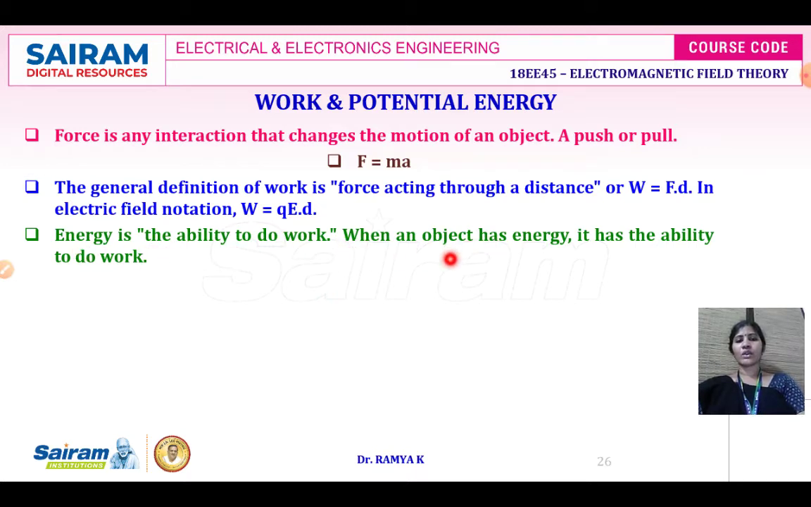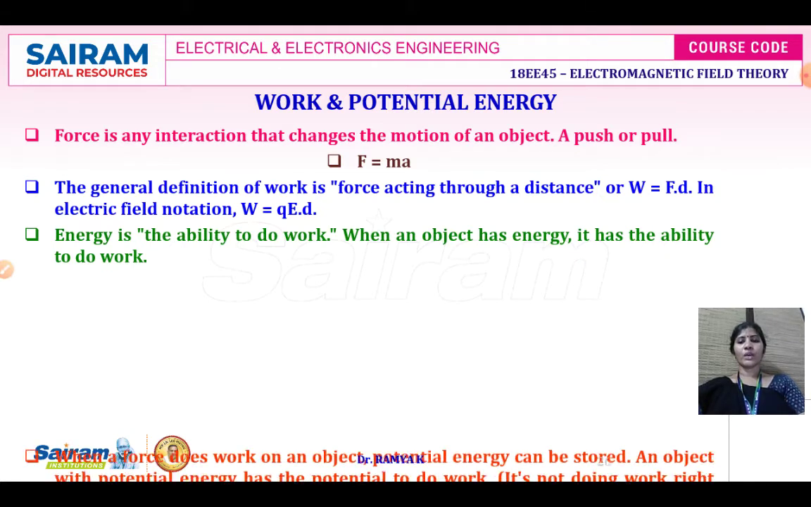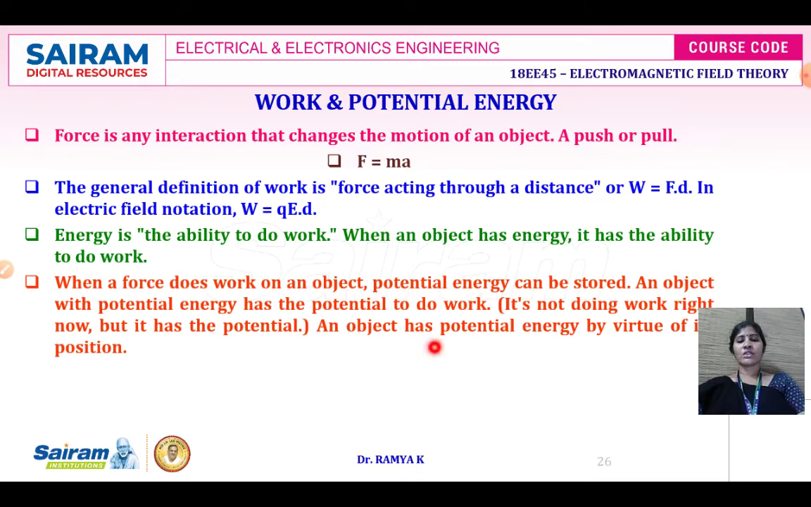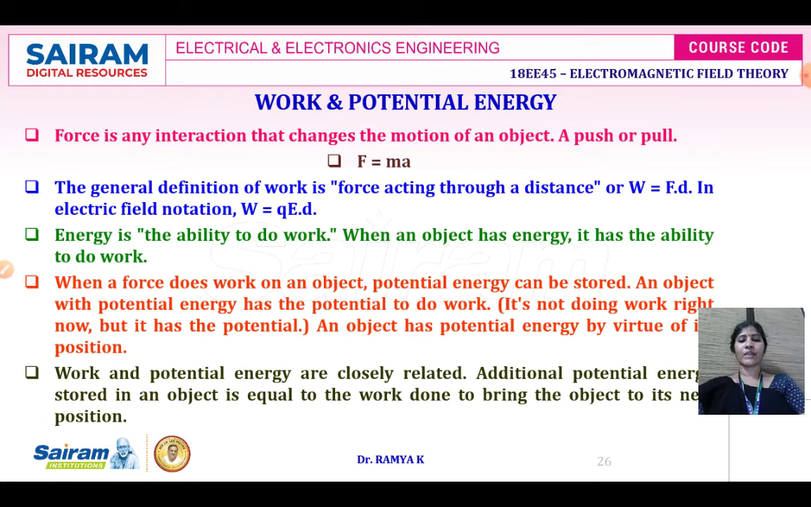So when an object has energy, it has the ability to do work. When a force does not work on any object, the potential energy can be stored. An object with potential energy has the potential to do work. It is not doing work right now, but it has the potential. So an object has potential energy by virtue of its position, according to the position it will be having.